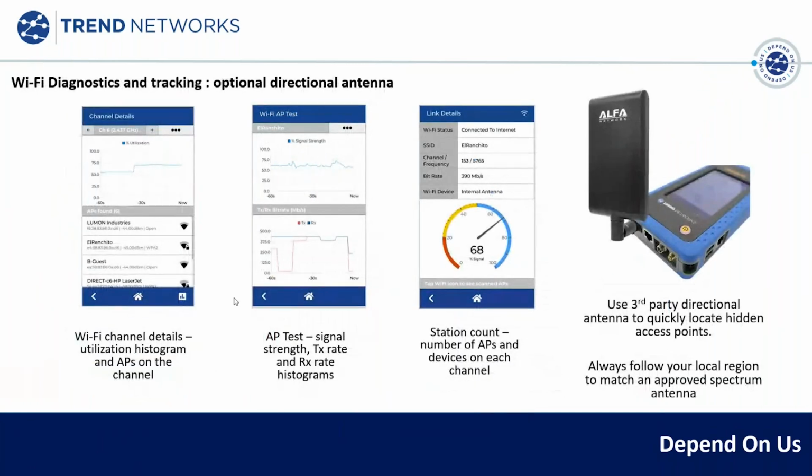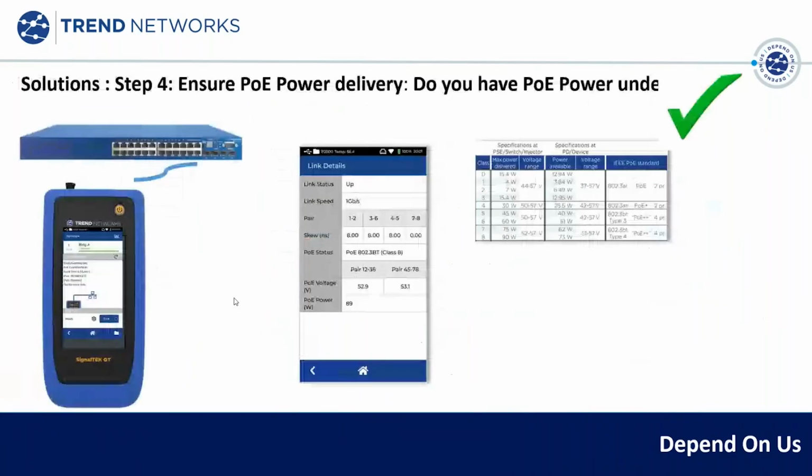You can also add additional devices or connections to SignalTEK QT, such as a directional antenna, if you wanted to pursue and find and locate where antennas are. That will be amazing. Okay.